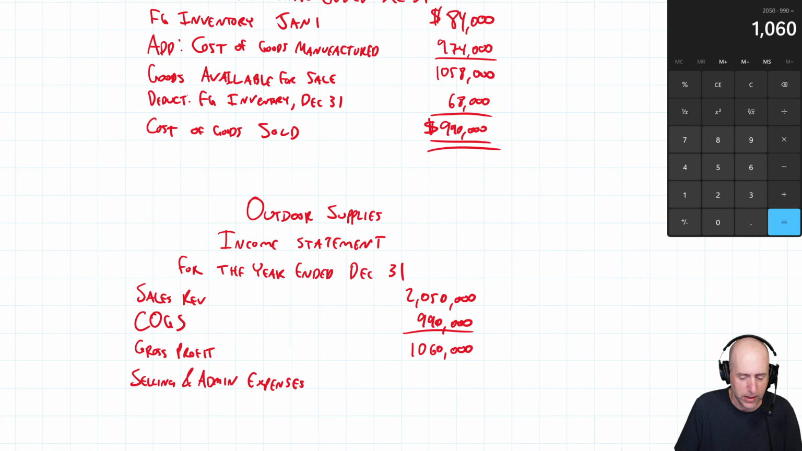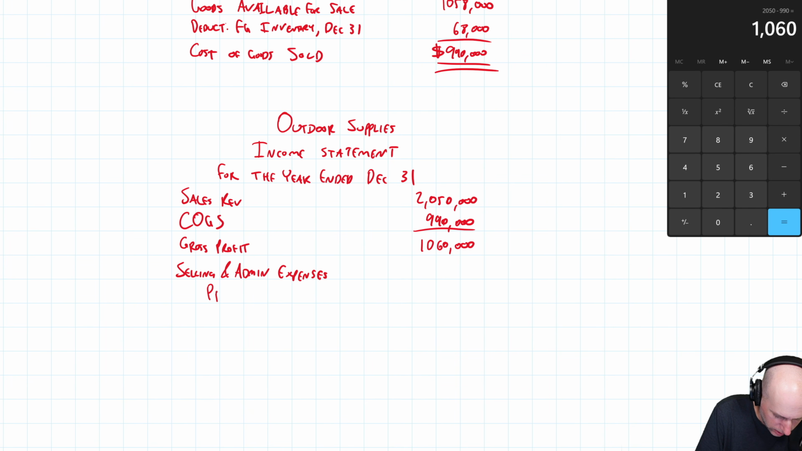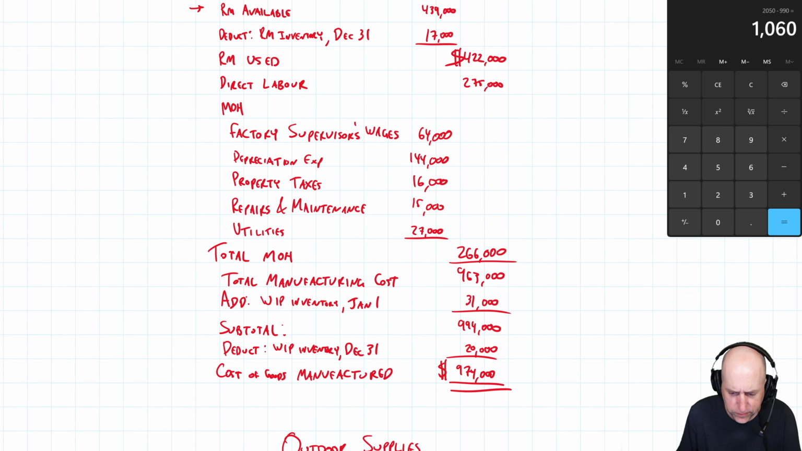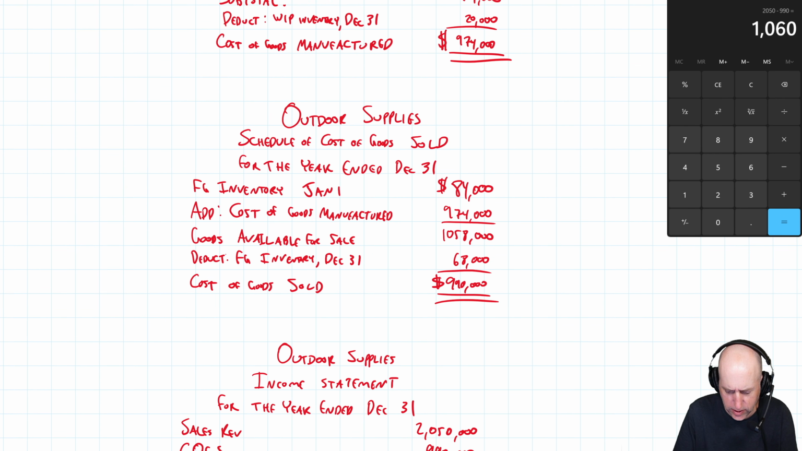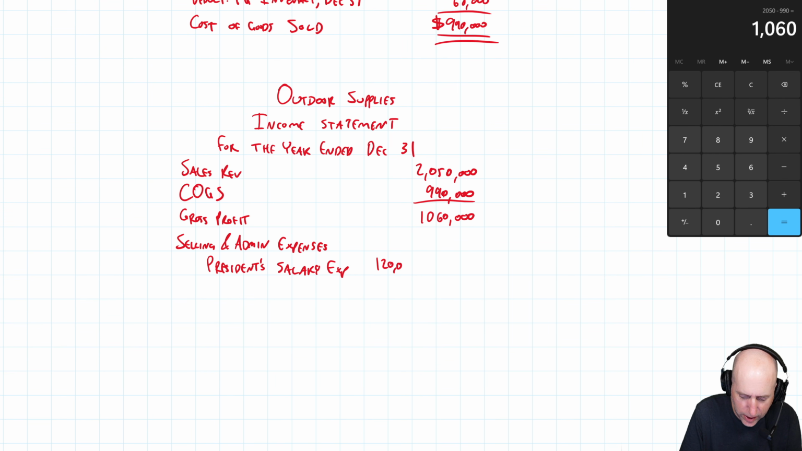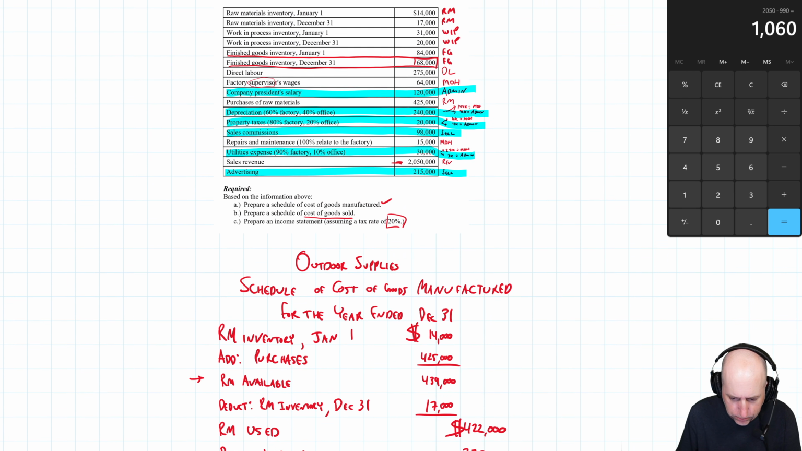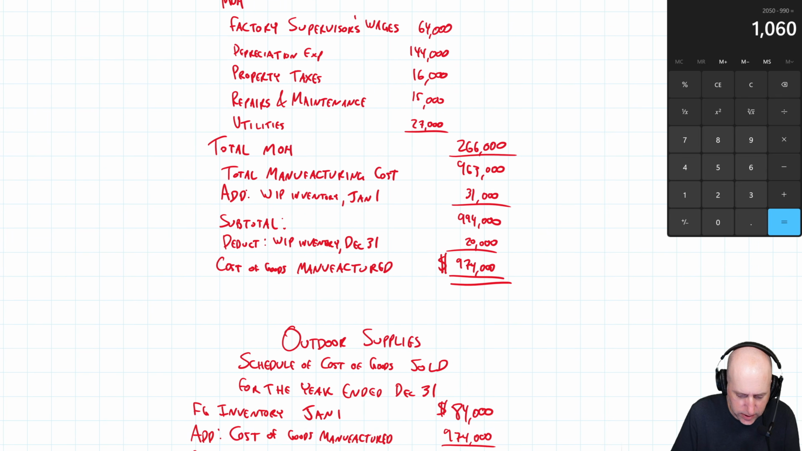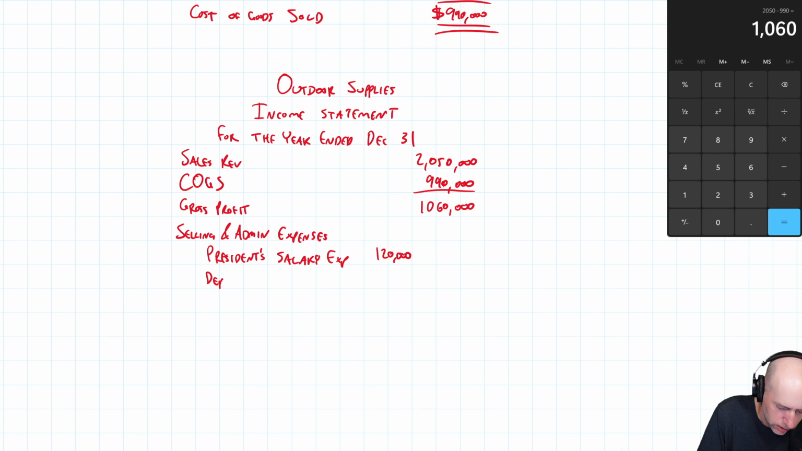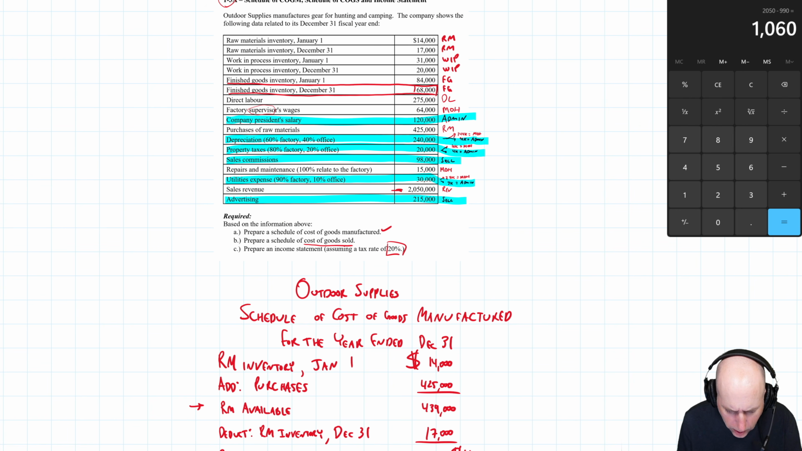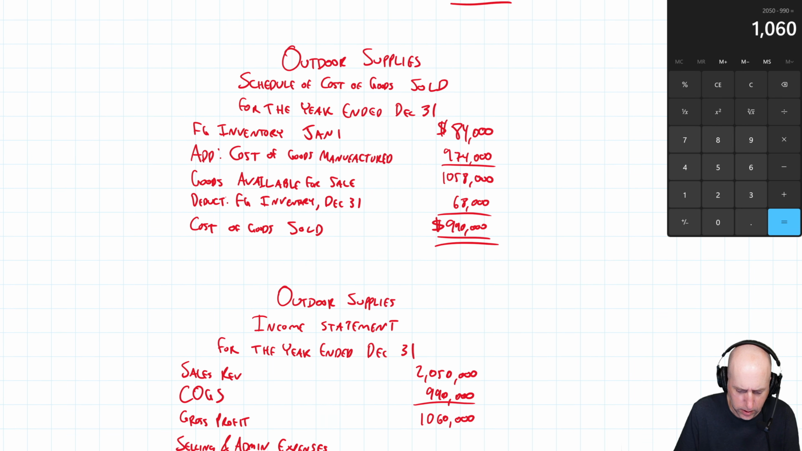So president's salary expense, we'll start there. On income statements, I really like my students to use the word expense for all the expenses. The president's salary expense was $120,000. We're going to list on the left and total on the right. Depreciation expense, $96,000. Property taxes, $4,000.